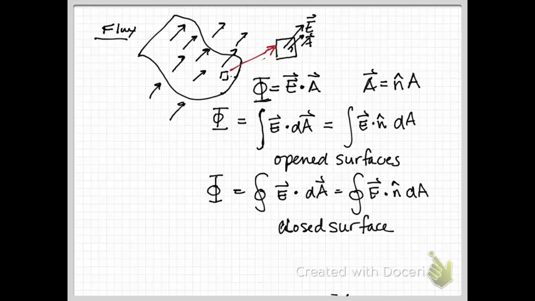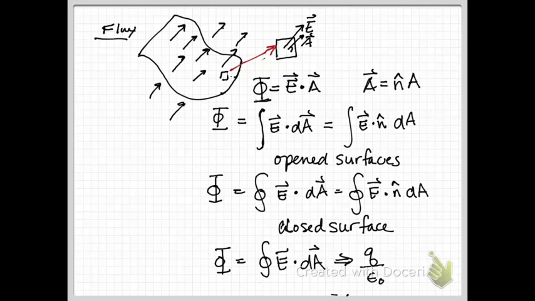So what Gauss's law actually says is that you can go through and calculate this, and these fluxes, and it can be either closed or open surface, are going to actually become Q over epsilon naught. And we will be deriving that shortly.